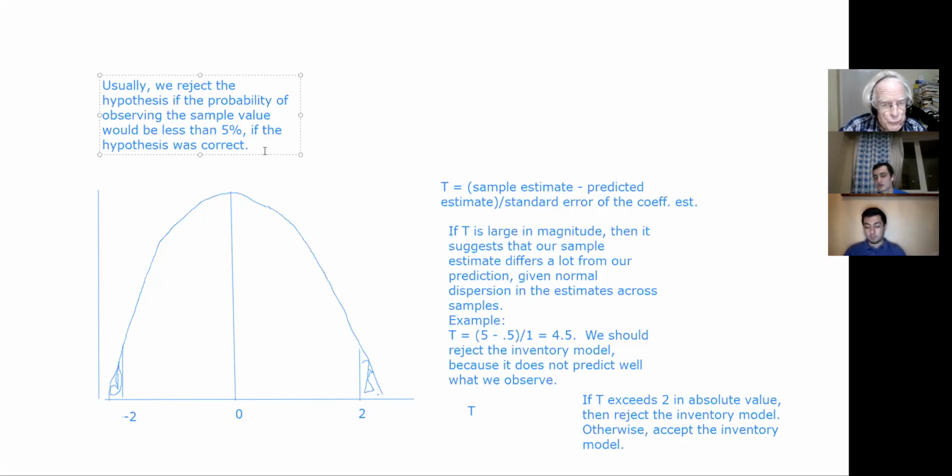However, basically, your son is asking why 5%? Why not 10%? Why not 1%? And there is no good answer to that question. 5% has become the traditional level of significance. That is, we would tolerate an error of only 5% by rejecting the hypothesis.